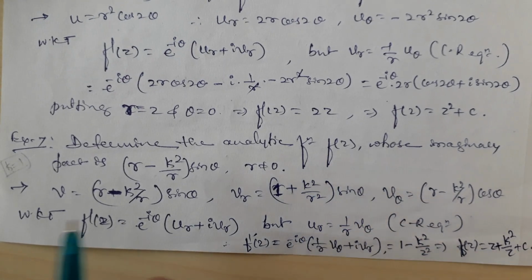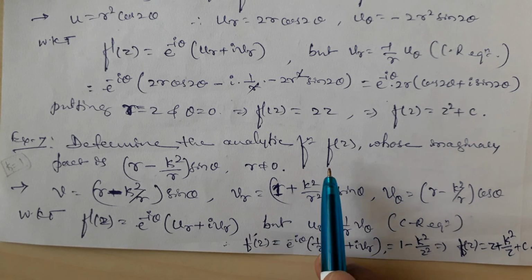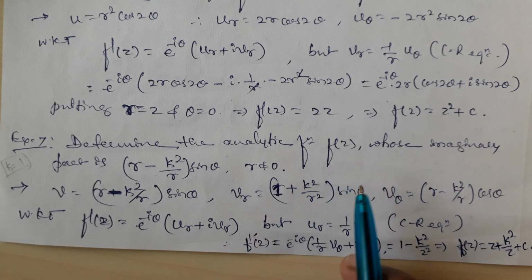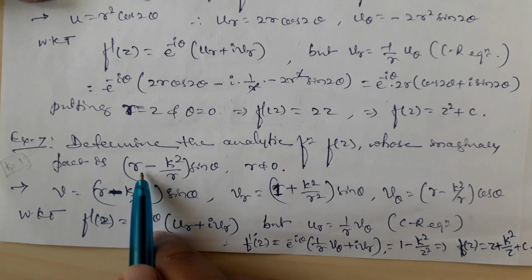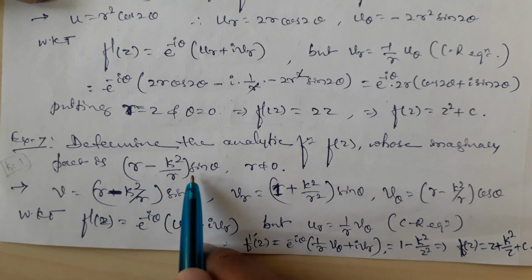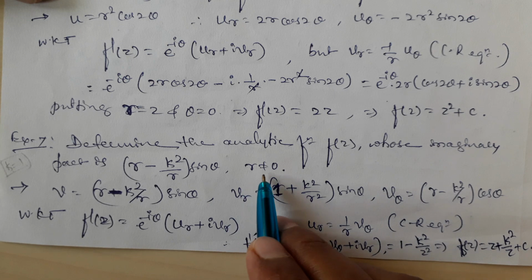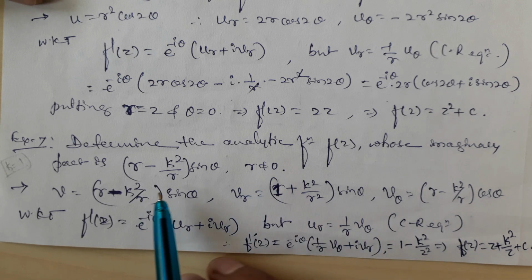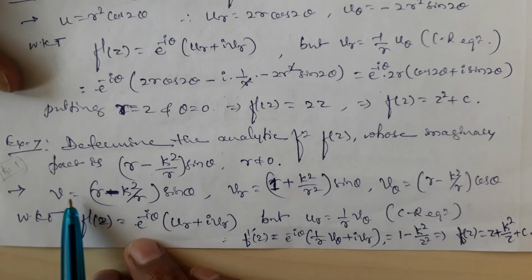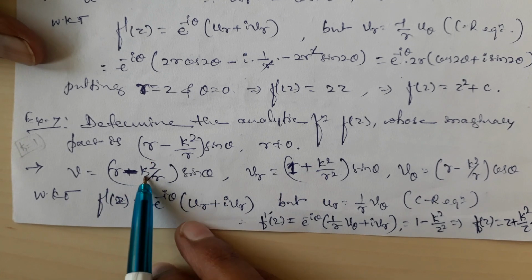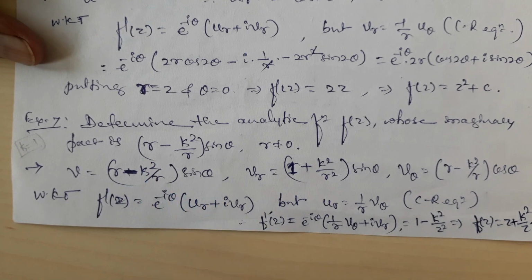Now consider one more example. Determine the analytic function f of z whose imaginary part is (r minus k square by r) sin theta. Here r is non-zero. Here they have given the imaginary part, that is v, v equal to (r minus k square by r) sin theta.